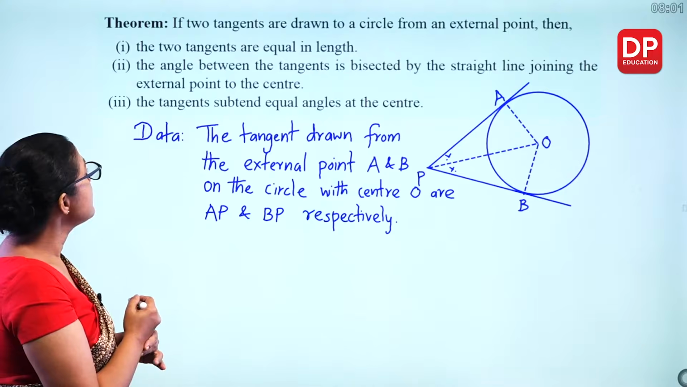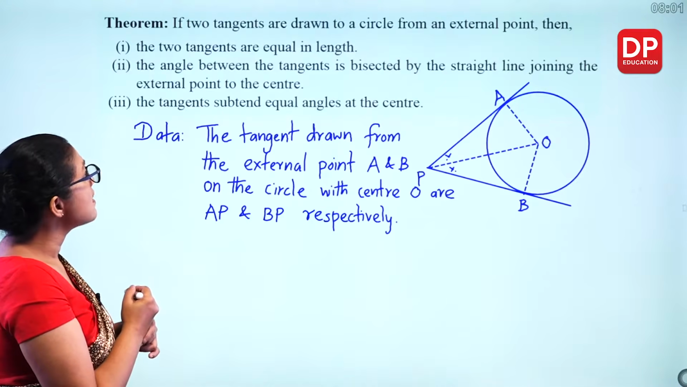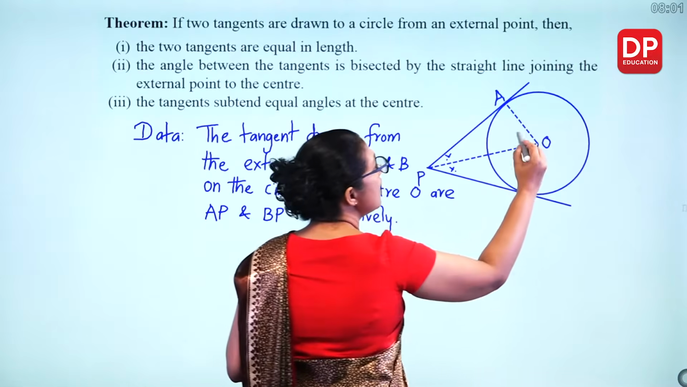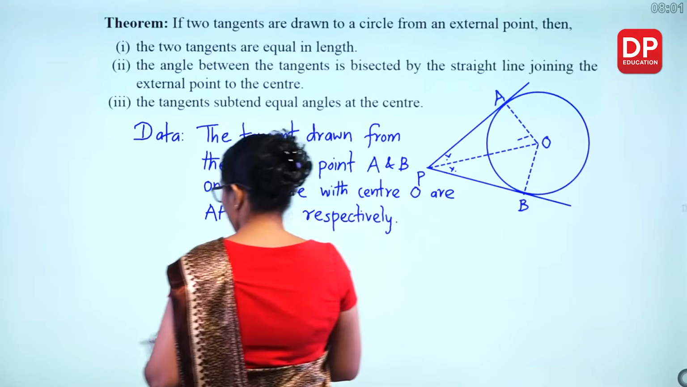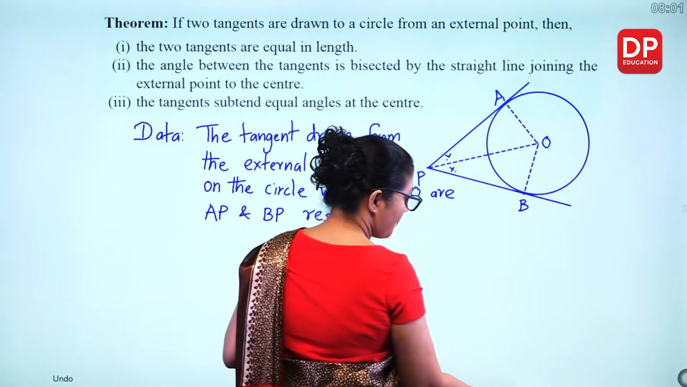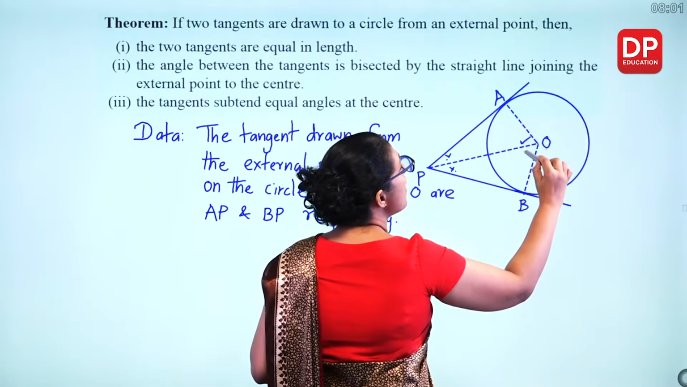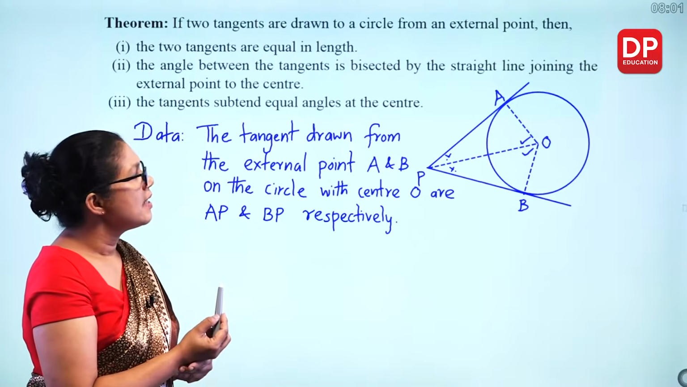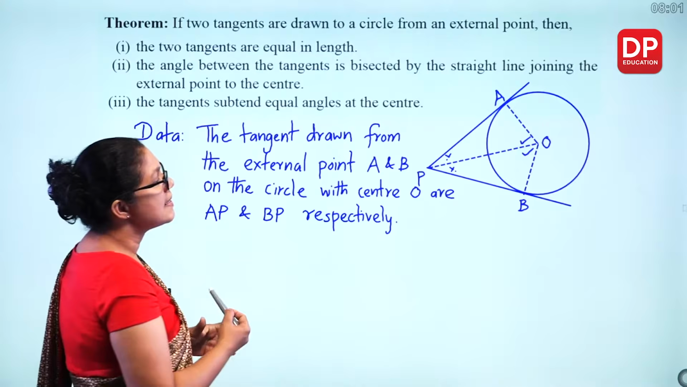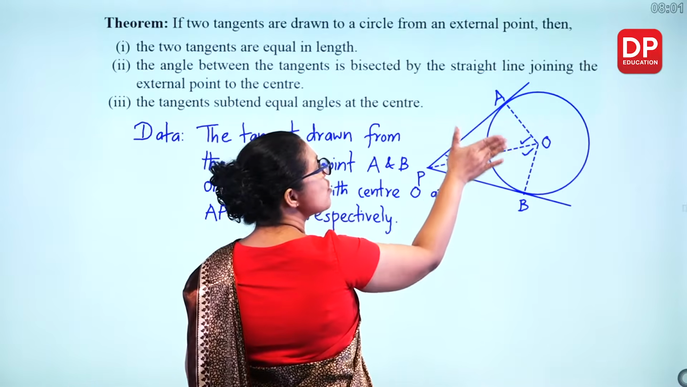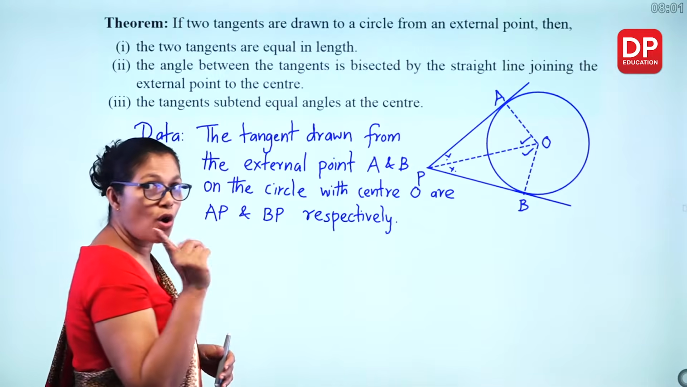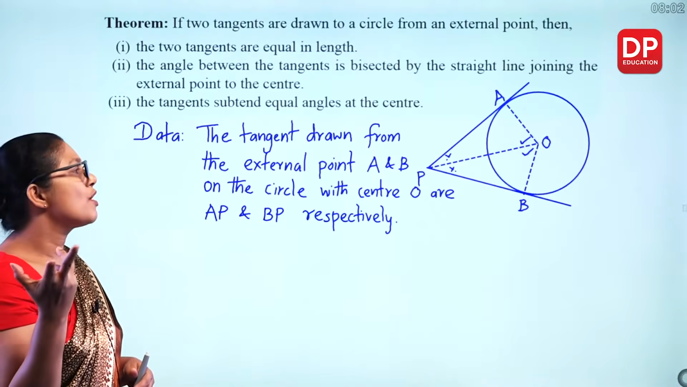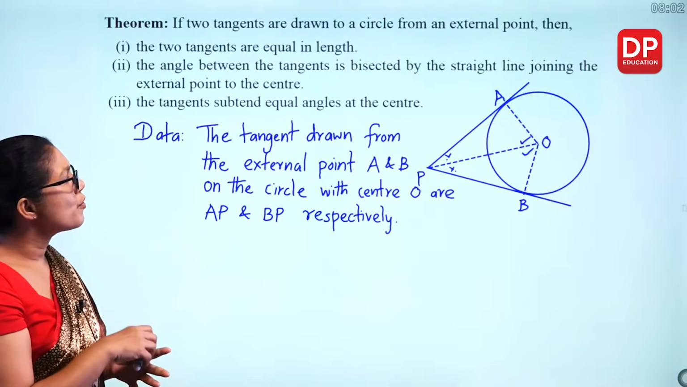Then the third point, it says the tangents subtend equal angles at the center. Here these two angles are also equal. So we need to show this. So what is the method? If we can show that these two triangles are congruent, the corresponding elements are equal. So that's what we have to do. So we'll try to prove this.